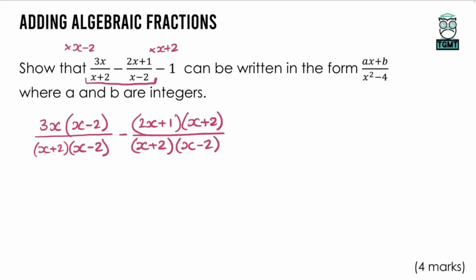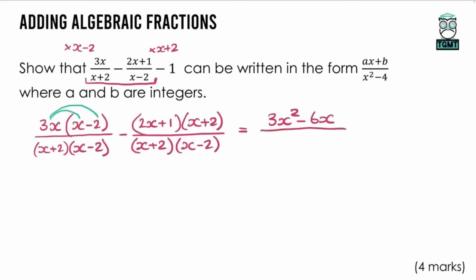And there we go. So let's just look at expanding these and tidying it all up, and just seeing what it looks like, and then we'll think about that one. So for this first fraction, 3x times x and 3x times minus 2. 3x times x is 3x squared, and 3x times minus 2 is minus 6x.